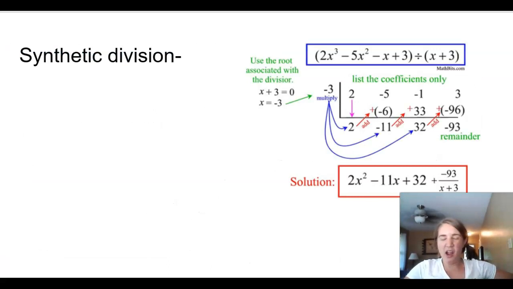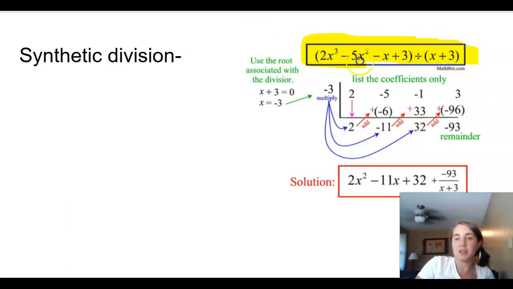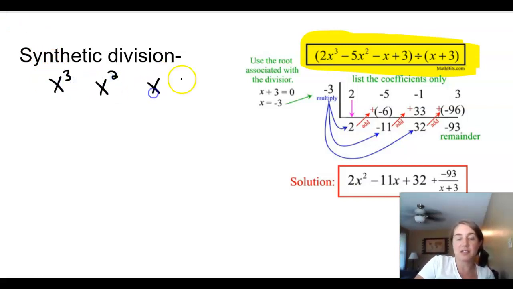Okay. The last aspect of dividing that we need to remember is synthetic division. This graph over here kind of shows us what it looks like, but I'm going to walk us through it. This is the problem that we're starting with. When you start with synthetic division, I have an x to the third, x squared, an x, and a constant. So I start at my highest and go all the way down.